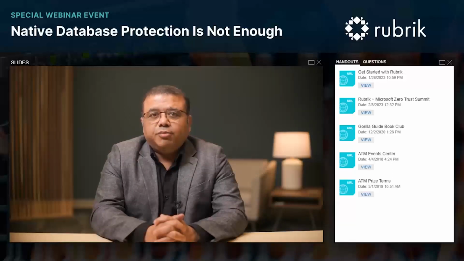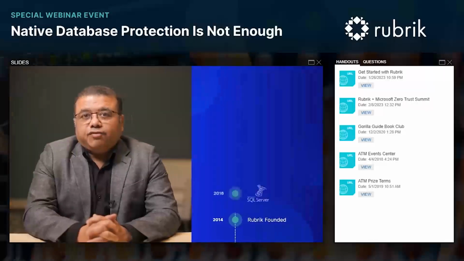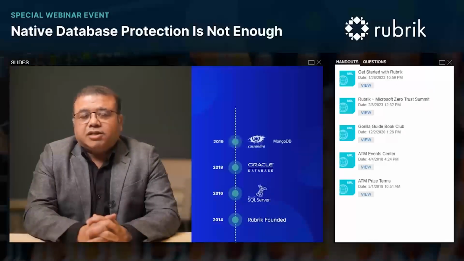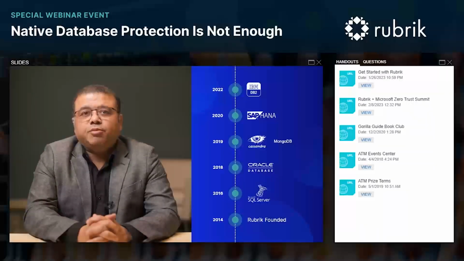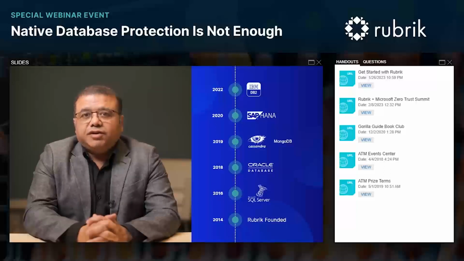Protecting databases is a major focus for Rubrik and is an area where we will continue to innovate, keeping our foot on the gas all the time. Rubrik was founded in 2014 and has only been selling for the last 7 years. In the short amount of time, Rubrik has delivered purpose-built protection for Microsoft SQL Server, for Oracle databases, for MongoDB, Cassandra, SAP HANA, and most recently IBM DB2. And we see the trust and belief in these solutions with our momentum.